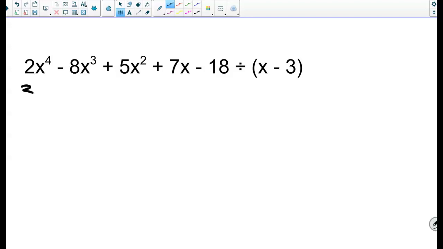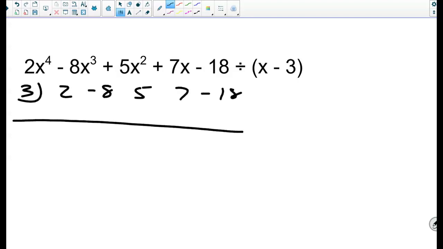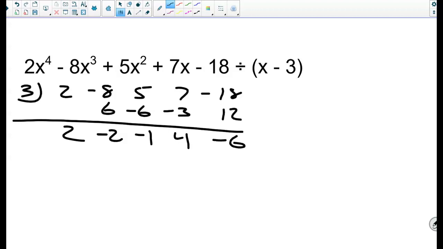Here, 3 goes in the box because 3 makes that divisor equal to 0. And we have 2, negative 8, 5, 7, and negative 18. I drop the 2. 2 times 3 is 6. I get negative 2 when I add. Negative 2 times 3 is negative 6. I get negative 1 when I add. Negative 1 times 3 is negative 3. I get 4 when I add. 4 times 3 is 12. And I get negative 6 when I add.